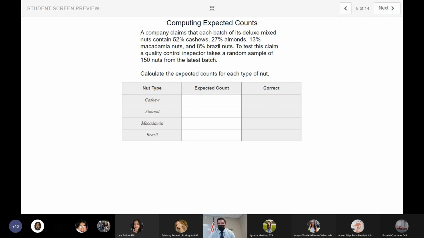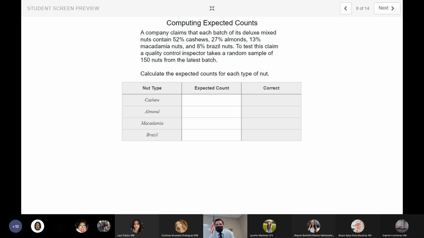One thing to keep in mind is when we're dealing with expected counts, it's okay to have a decimal. We don't need whole numbers for expected counts. So if you get a decimal, that's fine. That's the expected count, right? The other thing is to make sure that you're using the sample size times the probability of that nut being there, right?